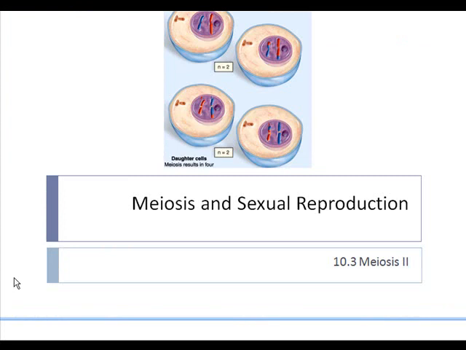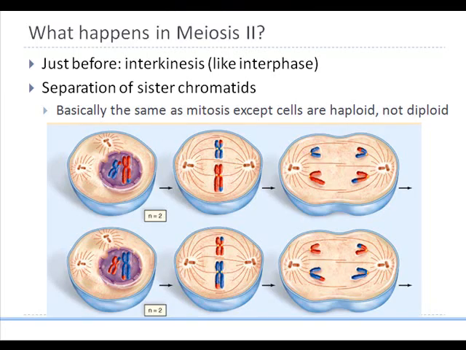Now let's look at meiosis part 2 and see what happens under meiosis part 2. Notice meiosis part 2 is written with a Roman numeral over here. You should be able to recognize meiosis 2 versus meiosis 1. In meiosis 1 we had only one Roman number, and this is meiosis 2. Now meiosis 2 begins with what happened just after meiosis 1.